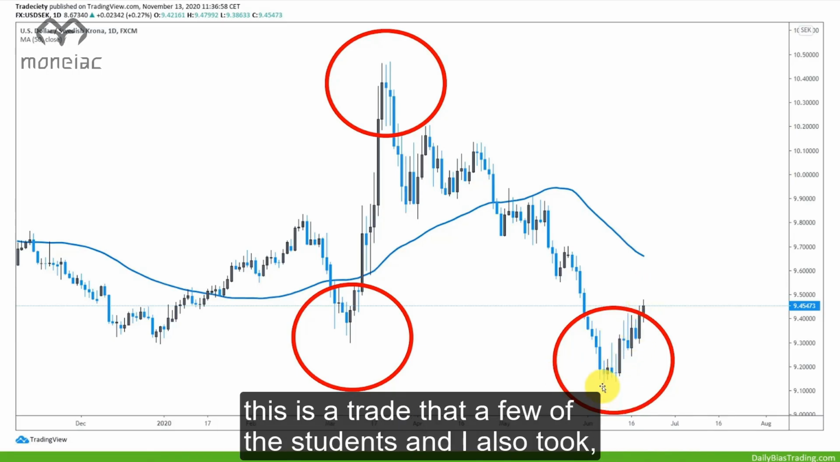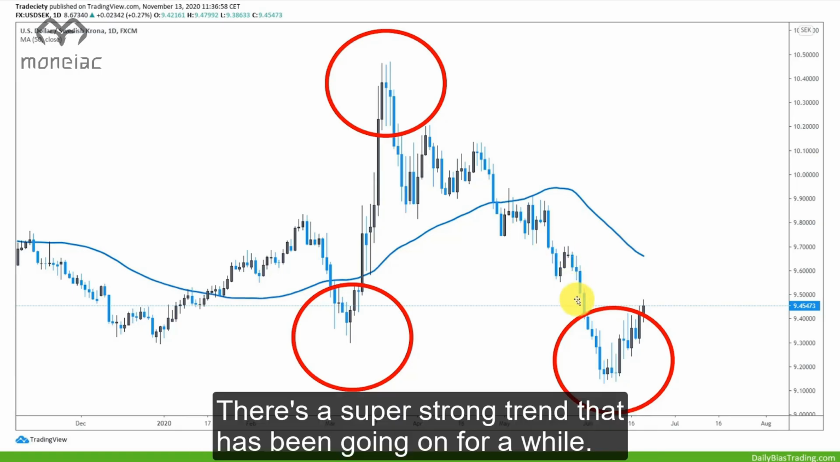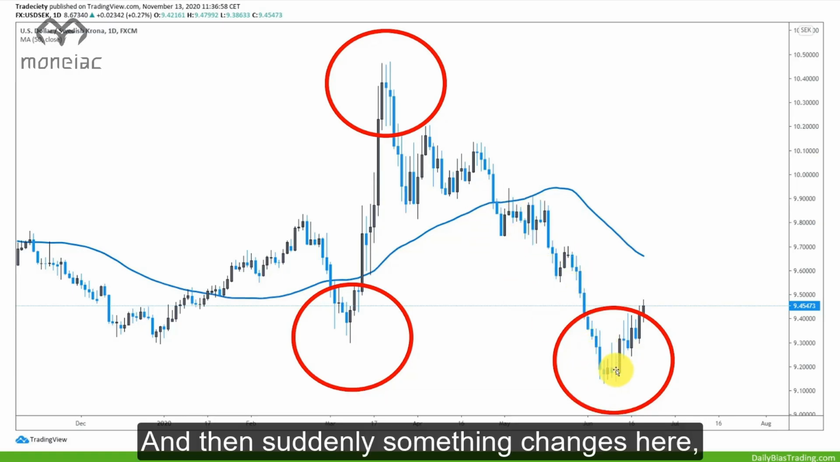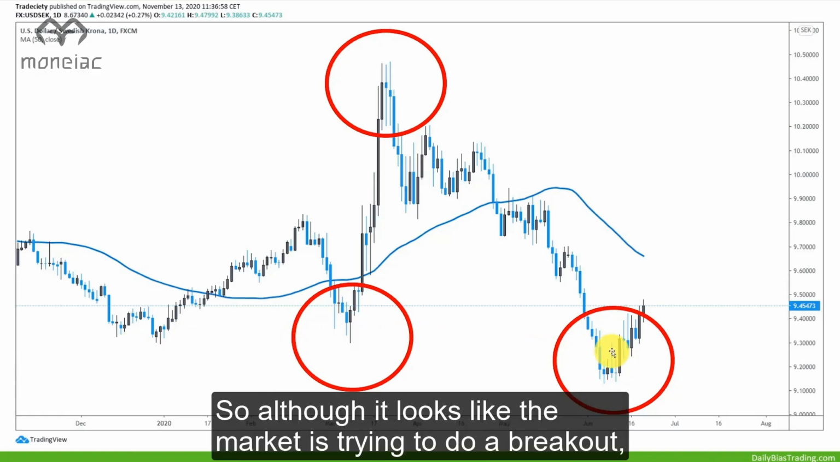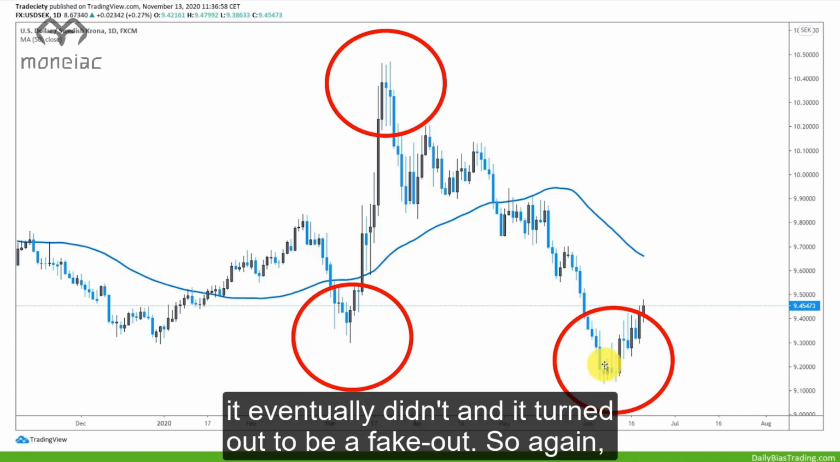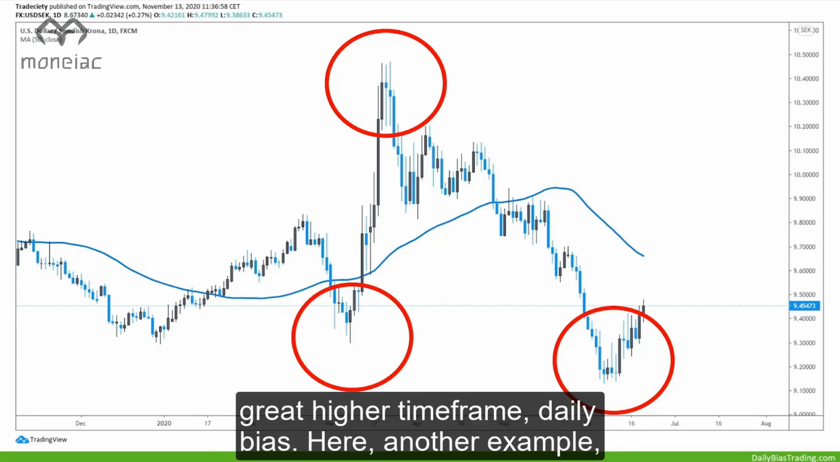Again, this is a trade that a few of the students and I also took. And this is deceleration at its best. It is far away from the moving average. There's a super strong trend that has been going on for a while, and then suddenly something changes here. The sellers withdraw right at the previous level. So although it looks like the market is trying to do a breakout, it eventually didn't, and it turned out to be a fake out. So again, great higher time frame daily buyers.